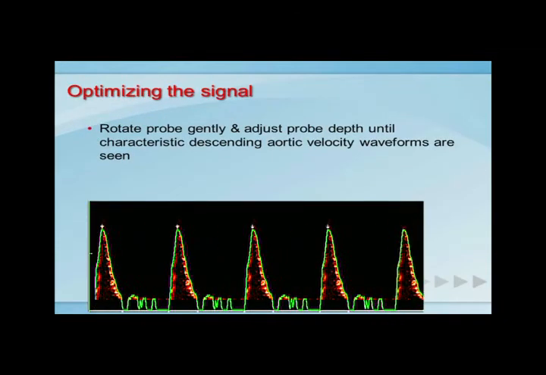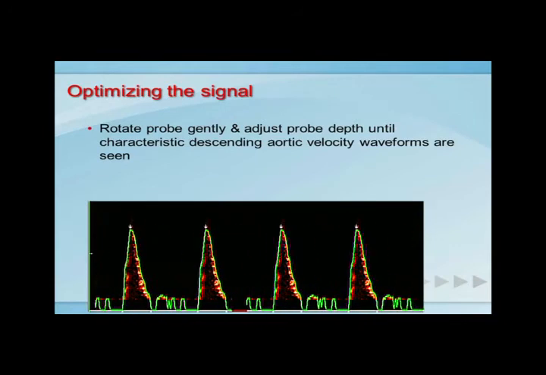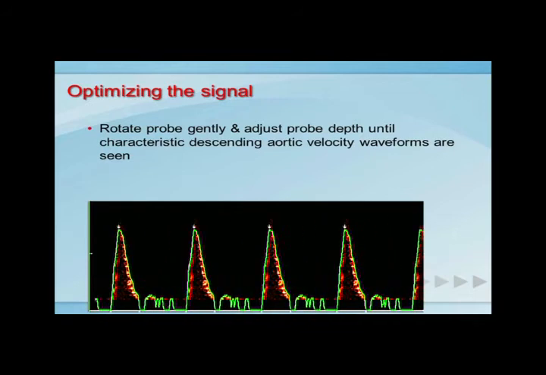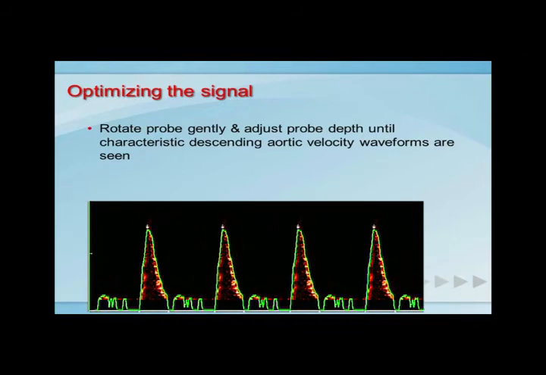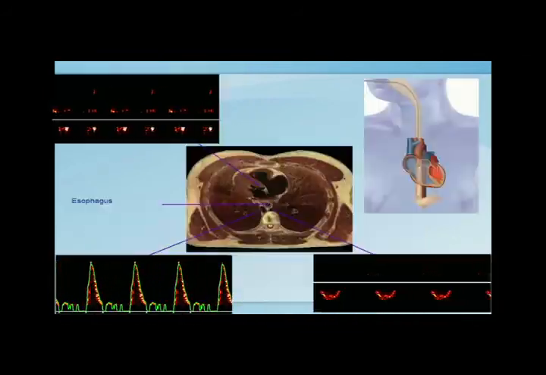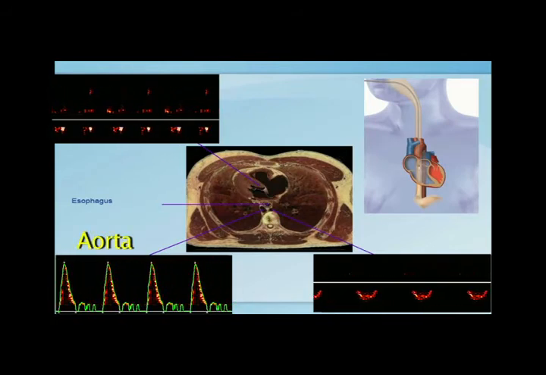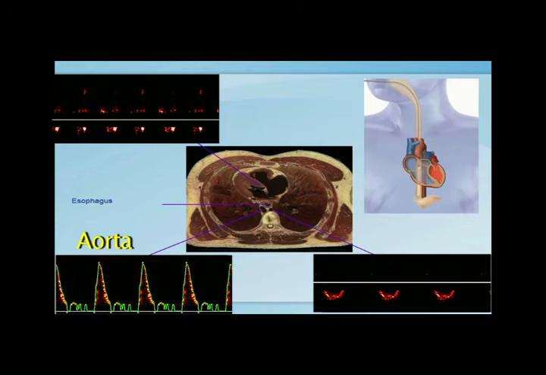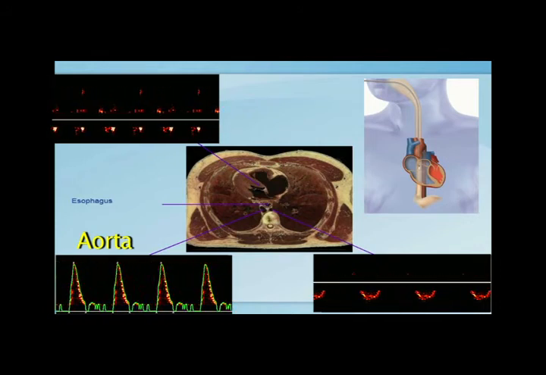Optimizing the signal. Rotate the probe gently and adjust probe depth until characteristic descending aortic velocity waveforms are seen. As you focus the probe, you hope to see the descending aortic blood flow as noted on screen left.